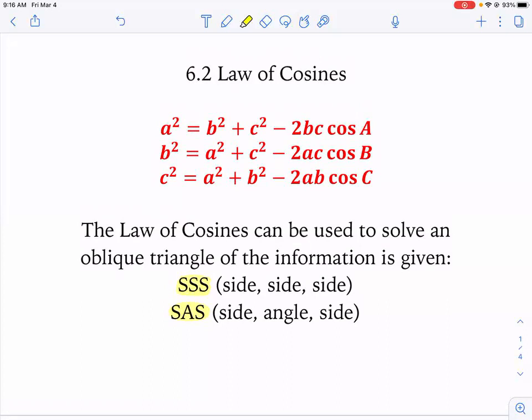Now, there is one 3-letter combination that we haven't talked about yet. Which one is missing from our 2 days of notes? Angle, angle, angle. If I asked you to solve a triangle and I gave you 3 angles, what would you tell me? The sides could be anything.